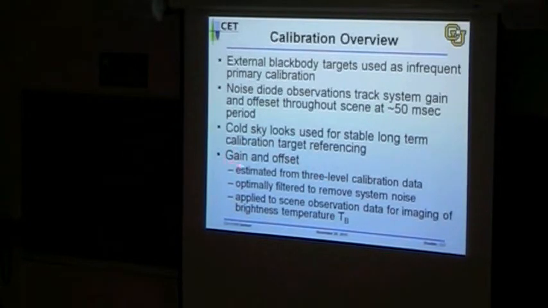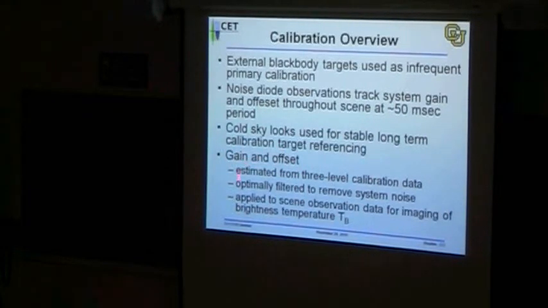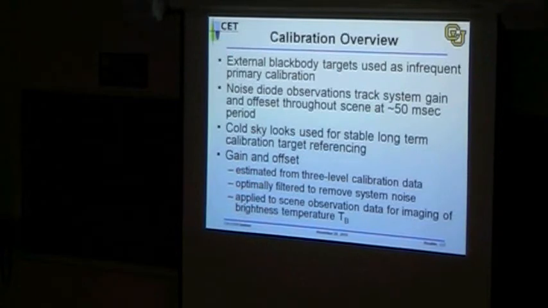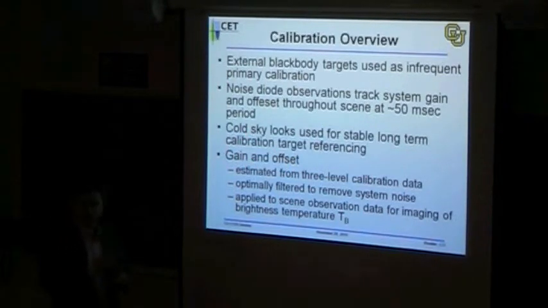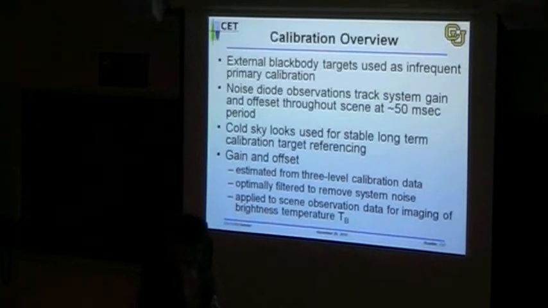From that, we can estimate what we call the gain and the offset of the equipment by referencing. We reference the noise diodes to the external blackbody to the cold sky, and therefore that gives us gain and offset estimates on a very frequent basis, typically every 20 milliseconds, 50 milliseconds or so, give or take.